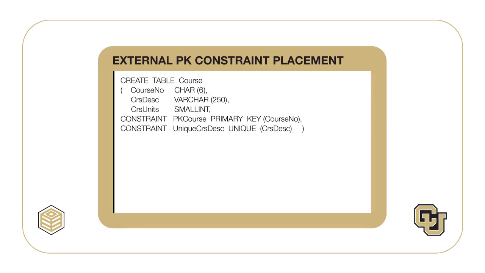This create table statement for the course table shows 2 external constraints. The constraint named PK course defines a primary key constraint. The constraint named unique CRS description defines a unique constraint for the CRS description column. Both constraints could be placed inline because they involve a single column.